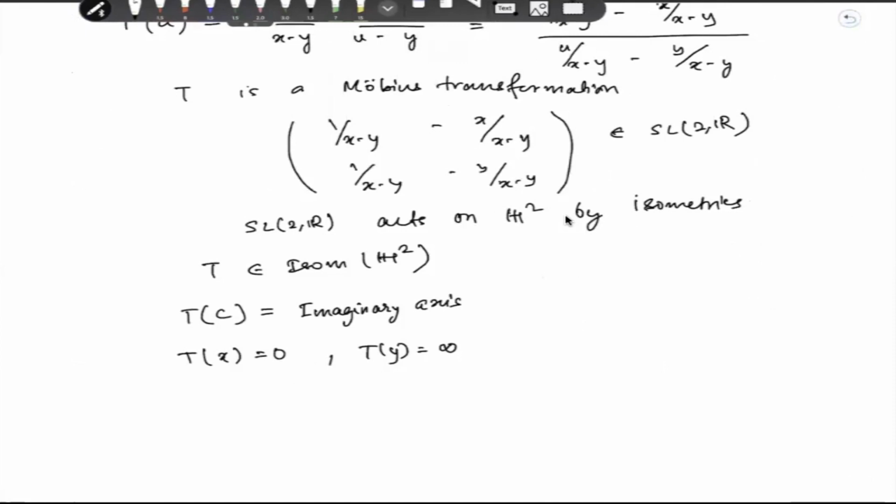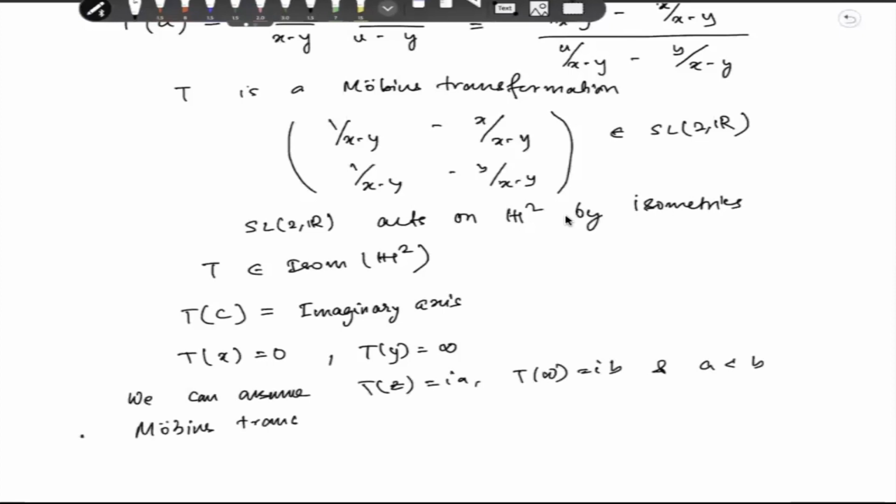So we can assume that T of Z is equal to iA and T of W is equal to iB, and A is less than B. Next, we have already proved that a Mobius transformation preserves cross ratio.